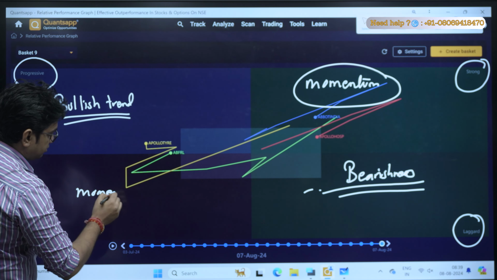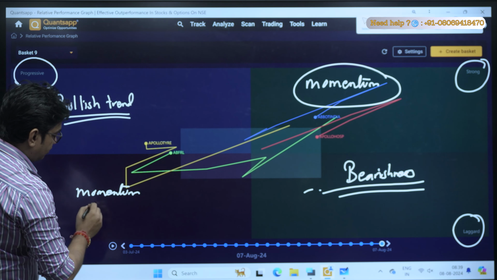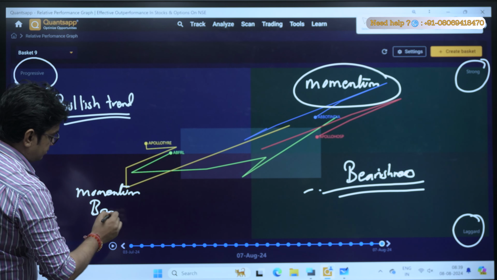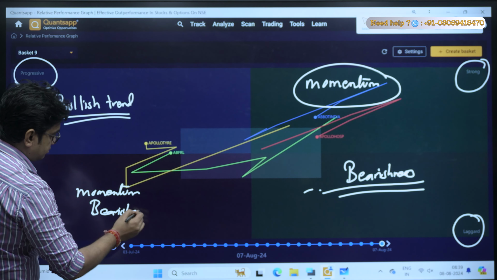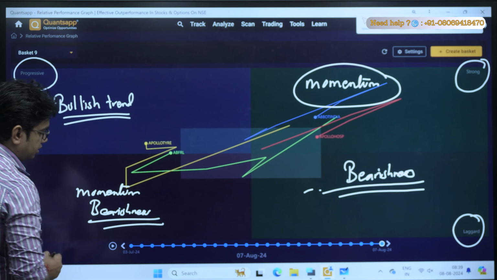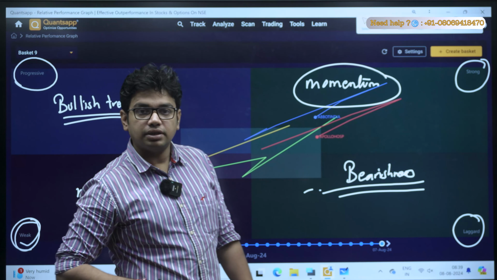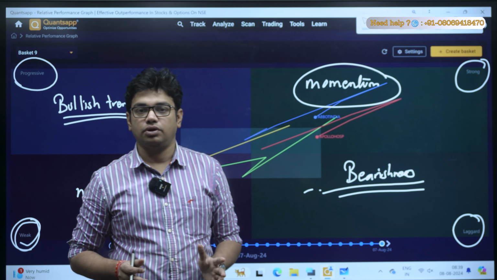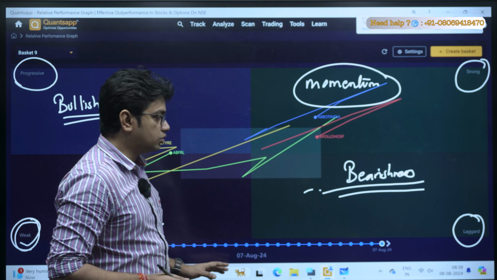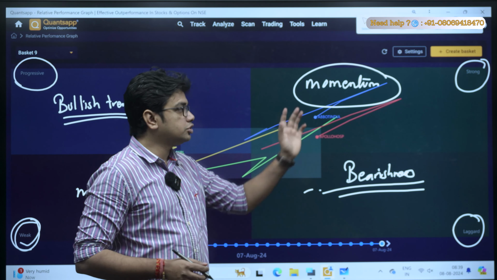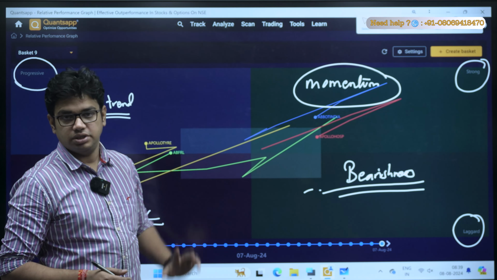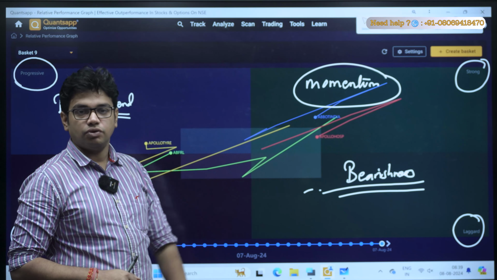Now the weak zone indicates the momentum of bearishness. That means it is going further down, it might break the support and go further down. So weakness shows the momentum of bearishness, strong shows the momentum of bullishness. So these are the 4 quadrants.